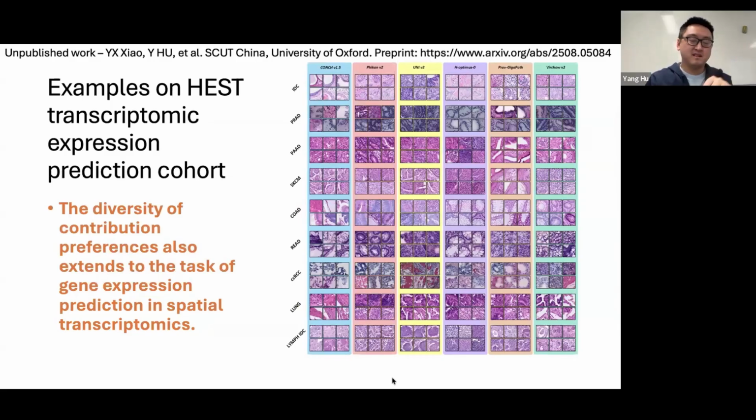I think we are almost there. A similar phenomenon was also observed on the spatial transcriptomic expression prediction cohort.